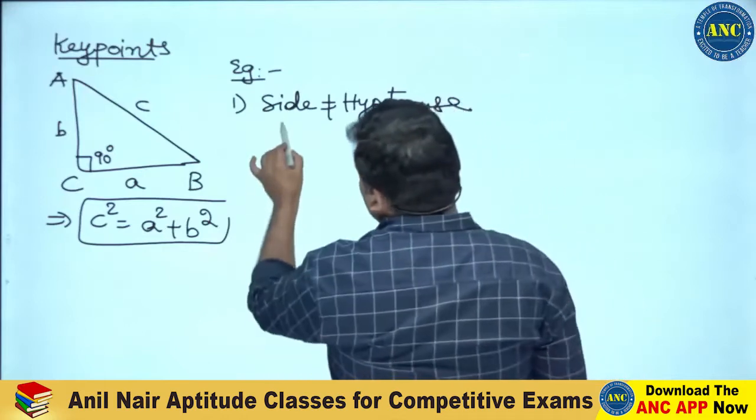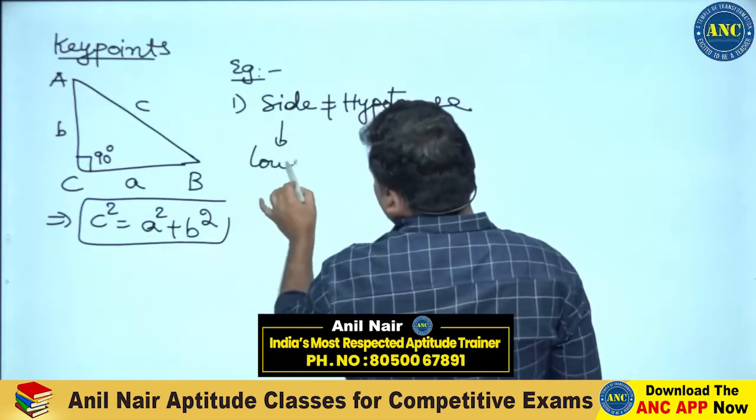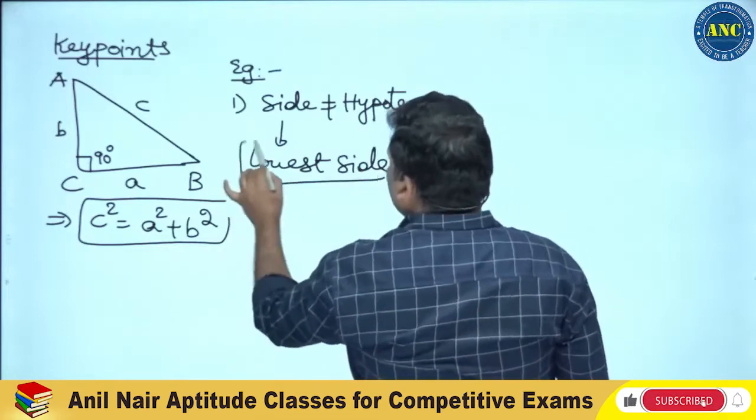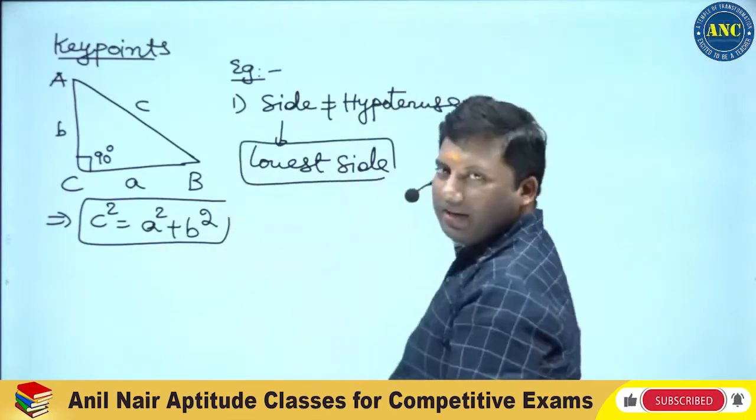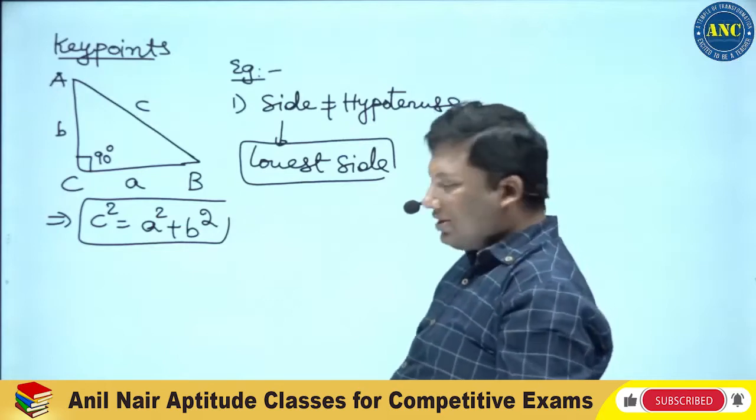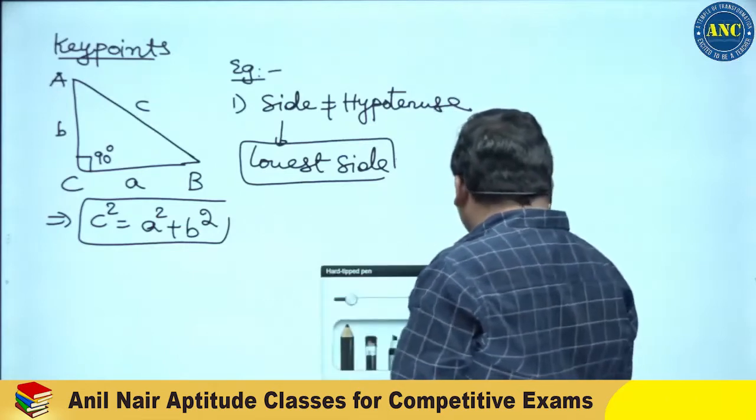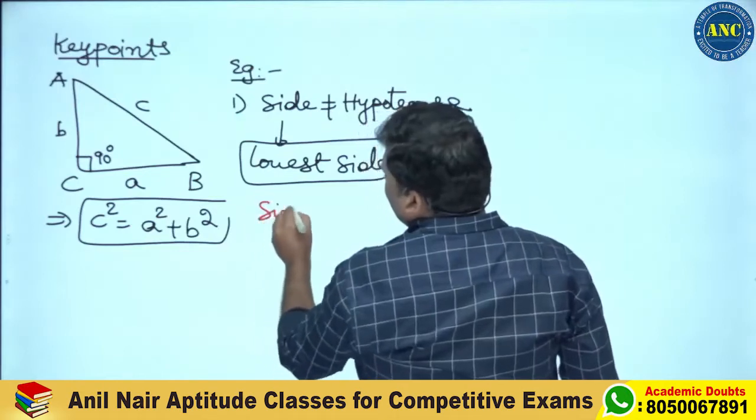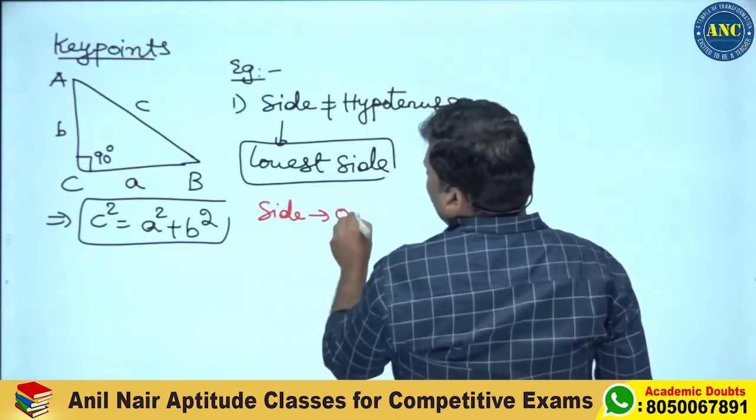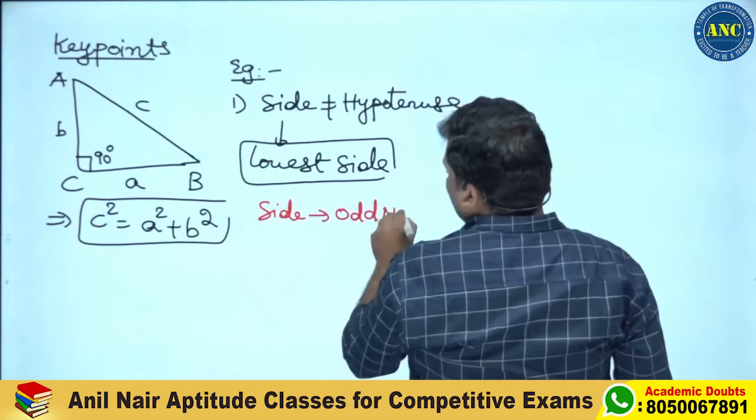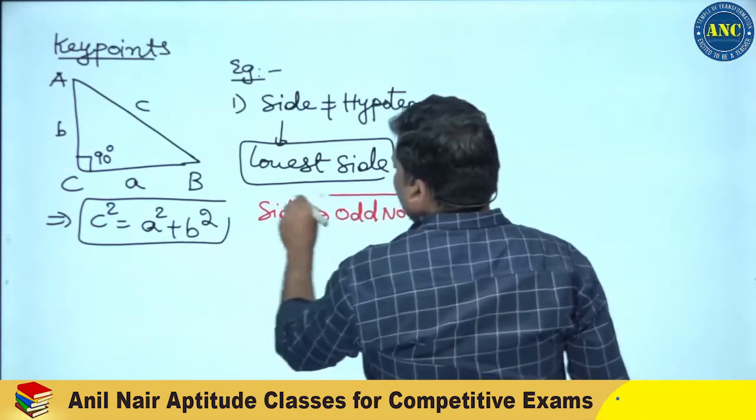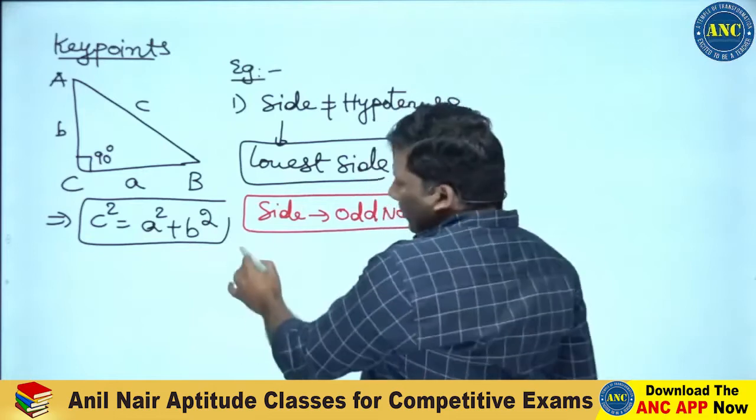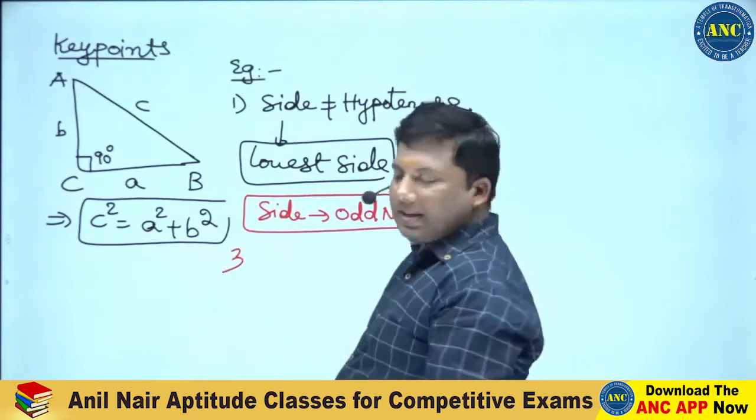That means let me take the side as a lowest side. Now listen carefully. So let me take a side odd number. Odd number greater than 1. Let me take 3.